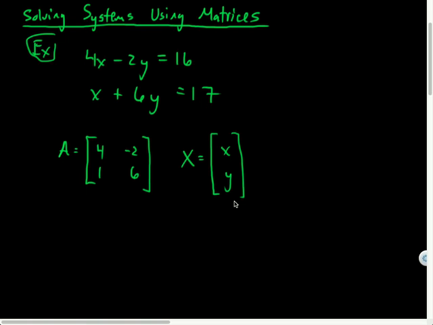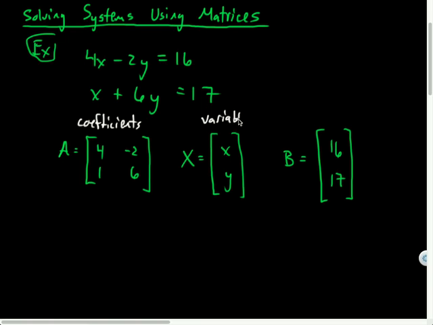Okay? And our third matrix, we'll call B, is going to be our right-hand side of our equations, or our constants. So in this case, that would be 16 and 17. Right? So just so we're aware, these are the coefficients. These were the variables, and these are the constants, or the right-hand side. And this is going to require that you have your matrices set up in this order for it to work.